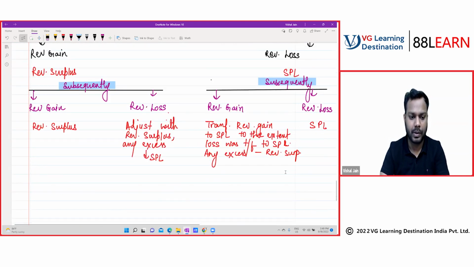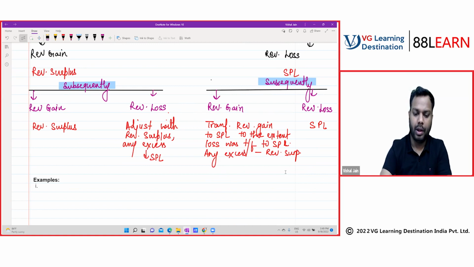Examples. Okay. Now, first example. Example number one. Revaluation gain for the first time is, let's suppose, $100.